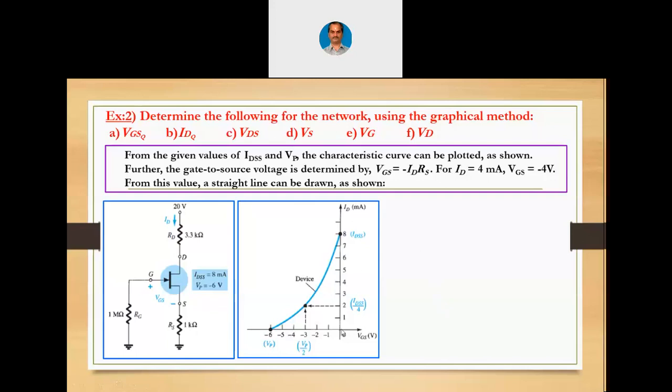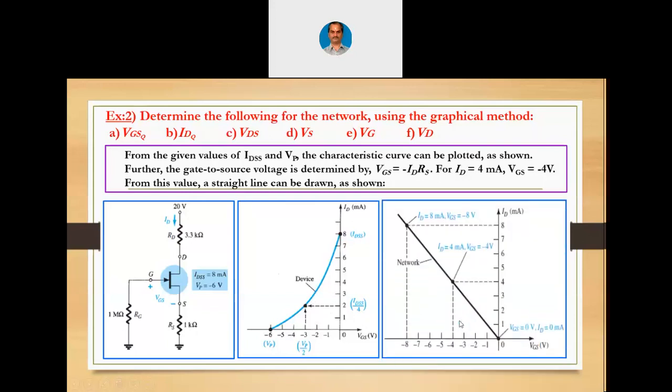Now, already we know that the origin is one of the points for the straight line, and if we substitute 4 milliampere, we get Vgs equals minus 4 volts. So corresponding to 4 milliampere here and minus 4 volts here, we will get a point somewhere here. See, this 4 will come here, this minus 4 will come here, we will get a point somewhere here. That point and the origin, when we join, we will get a Q point. Now, corresponding to 4, you will have minus 4.